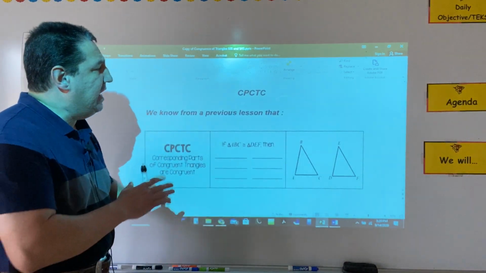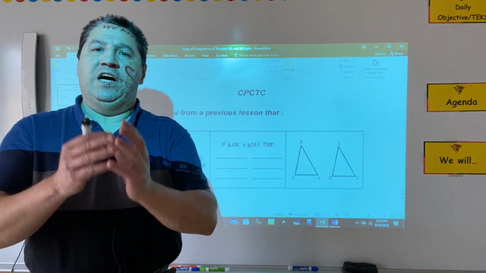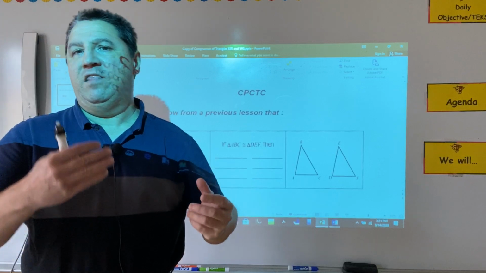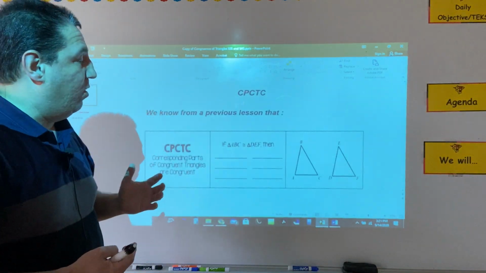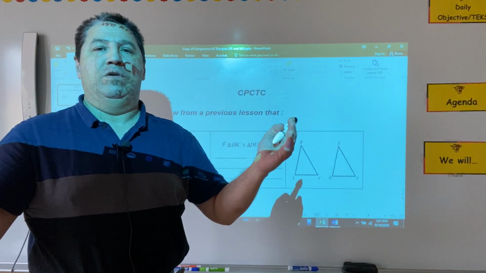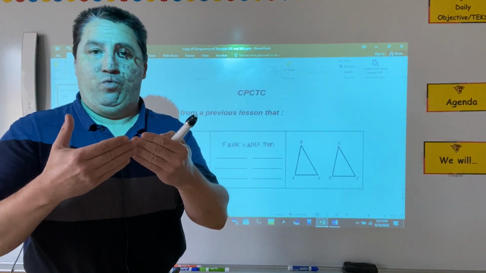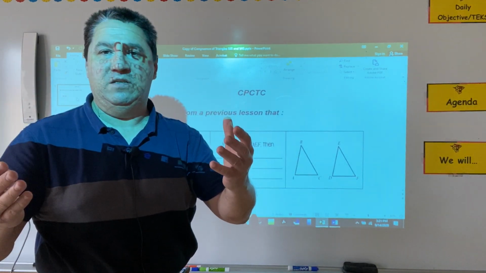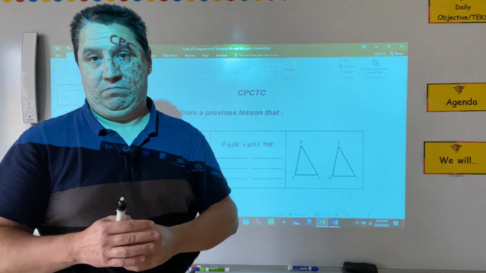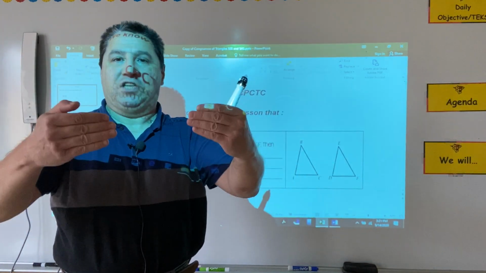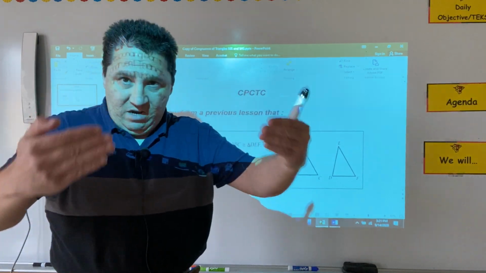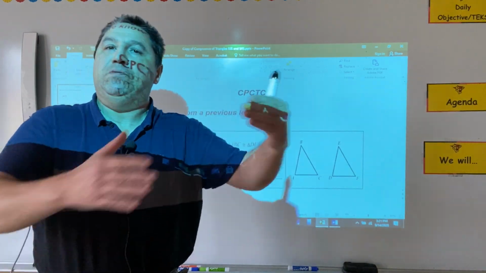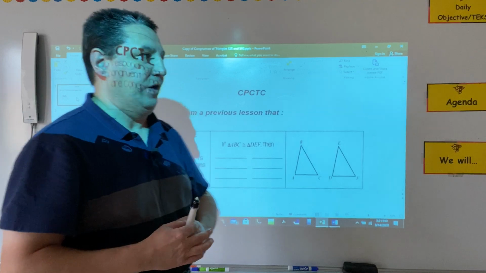We know a triangle has 6 parts, 3 sides and 3 angles, right? Now, we know in order to prove 2 triangles are congruent, we have to prove all corresponding parts of the triangles are congruent. Or, if 2 triangles are congruent, then all corresponding parts of the triangles, which means sides and angles, are congruent.